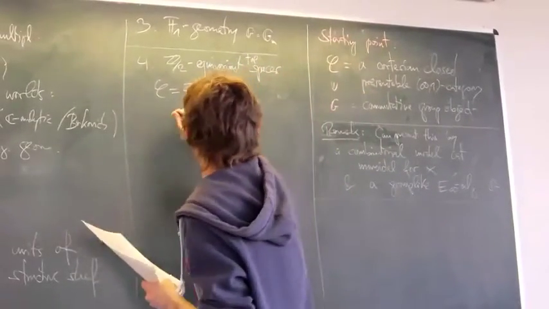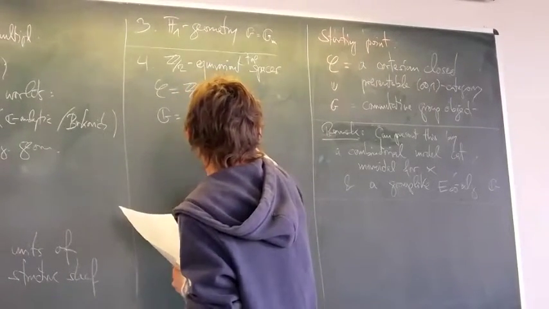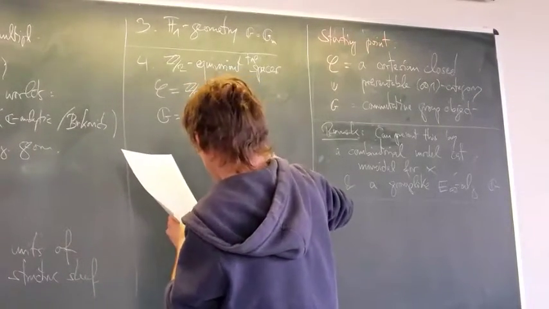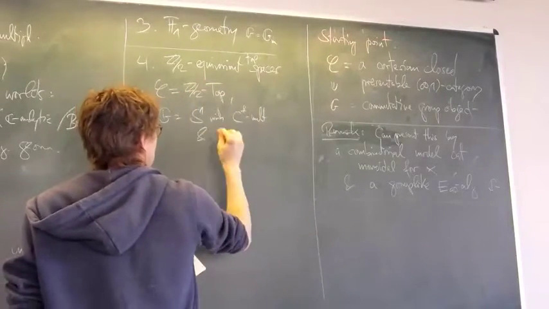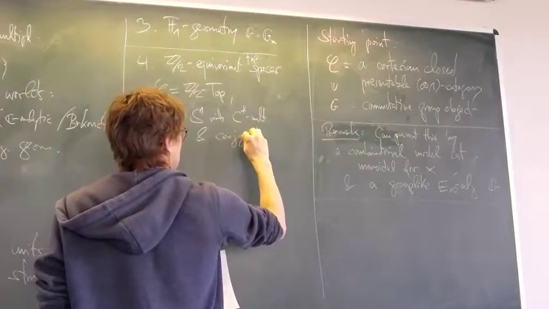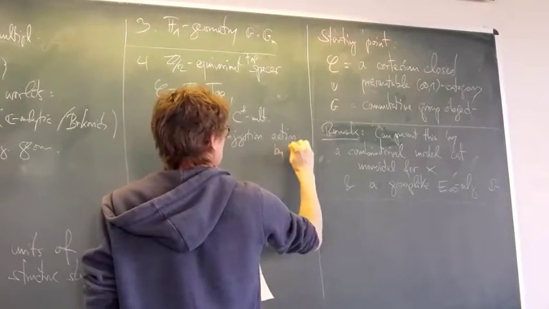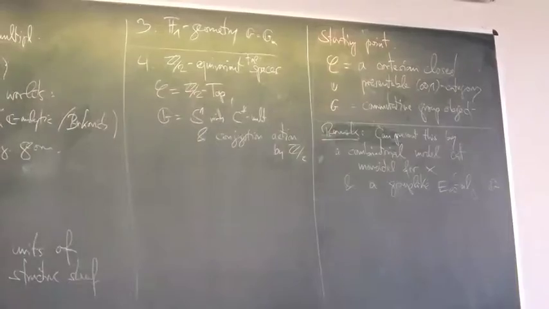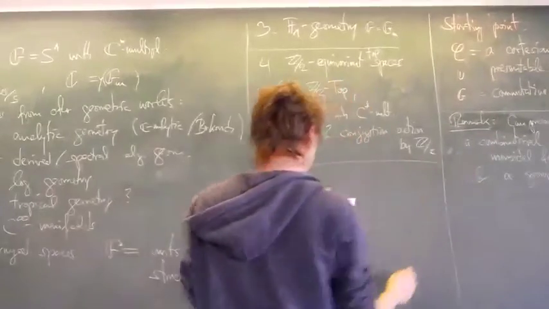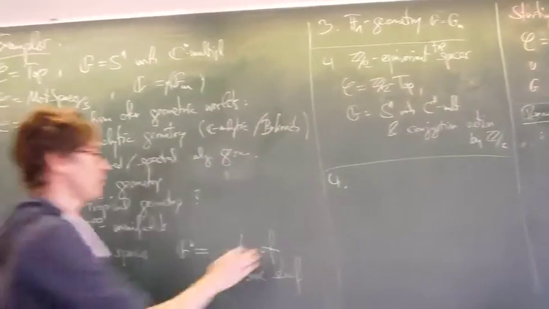And G would be S1, again with the star multiplication. And now we need a Z2 action, and that would be conjugation. That is compatible with the group structure on this S1.